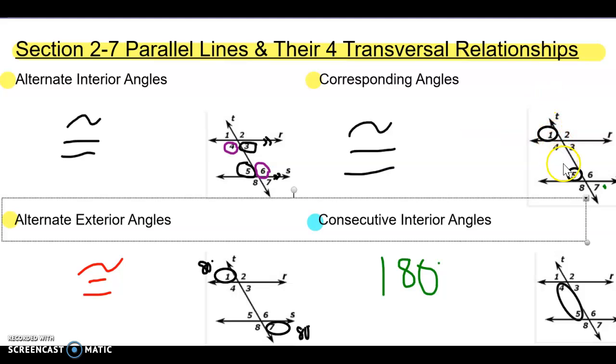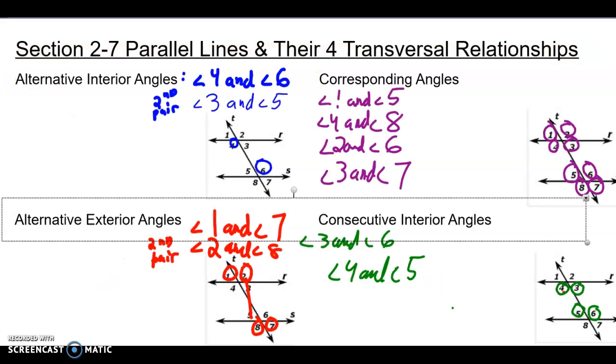Corresponding, top left, 1 and 5, 2 and 6. This one has 4 relationships, so you got to keep going. 3 and 7, 4 and 8. Consecutive interior angles. These are the ones right next to each other with no lines intersecting them. And I made a nice slide here to demonstrate exactly what I'm looking for when we go here.